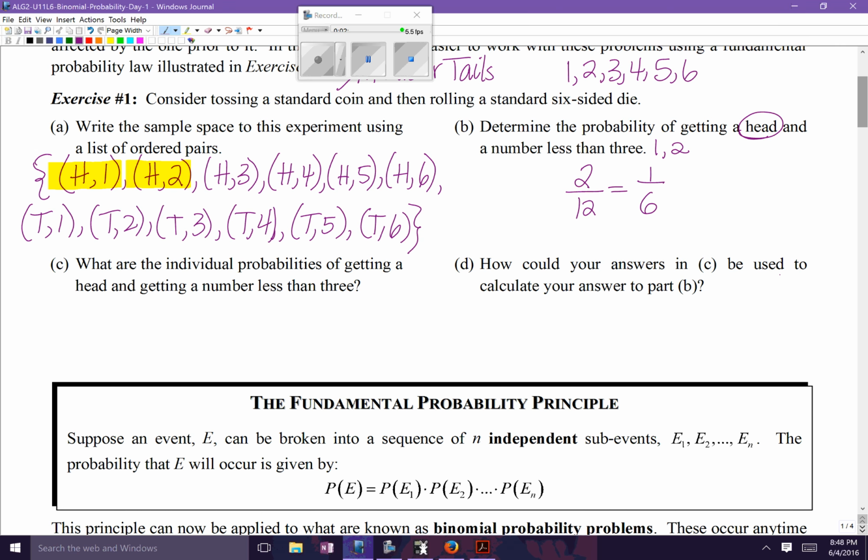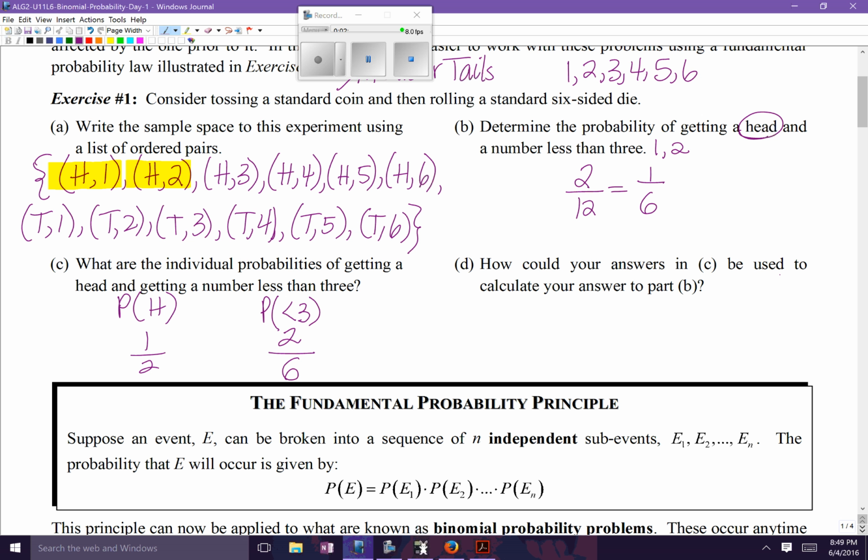Letter C, what are the individual probabilities of getting a head and getting a number less than 3? Well, the probability of flipping a head would be 1 out of 2 possible outcomes, right? Because the 2 possible outcomes are getting a heads or getting a tails. I'm only successful if I get a head. A number less than 3, well, this time I know that there are 6 possible outcomes, right? Because I could roll a 1, a 2, a 3, a 4, a 5, or 6, but only 2 of those times I would be successfully getting a number less than 3.